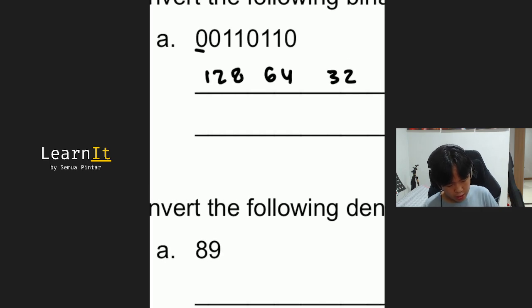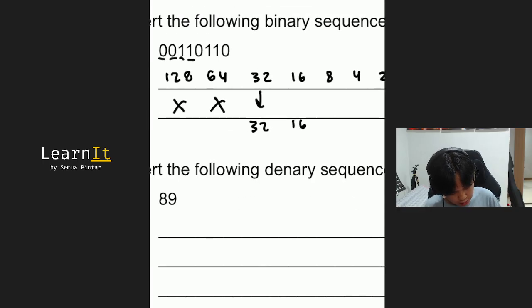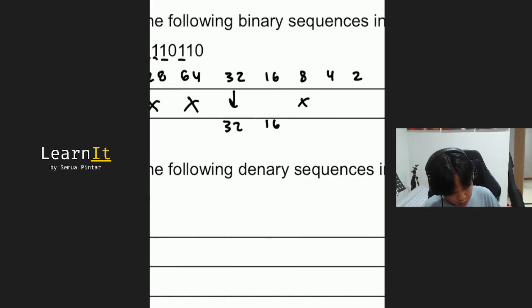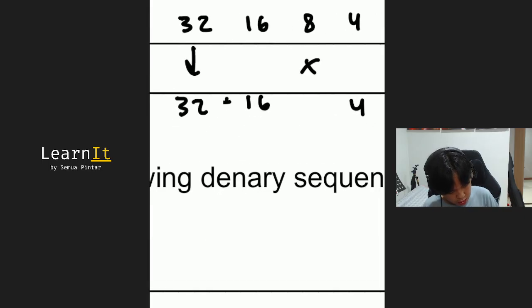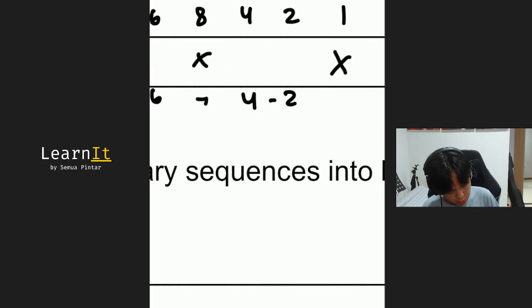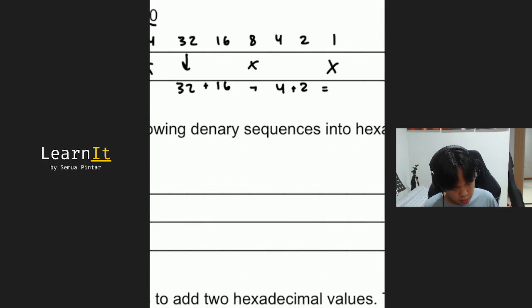So the first digit is 0, so this we can ignore. The second digit is 0, so we can also ignore. The next one is 1, so we store it, so we bring this down, 32. Next is 1, so we store it, 16. And then 0, we ignore the 8. Since this is 1, we store the 4. Next is also 1, so we store the 2. And then this one's 0, so we ignore it. So now we have all of our stored digits, and we just need to add it up. And this becomes 6 plus 16, 22, plus 32 is 54.